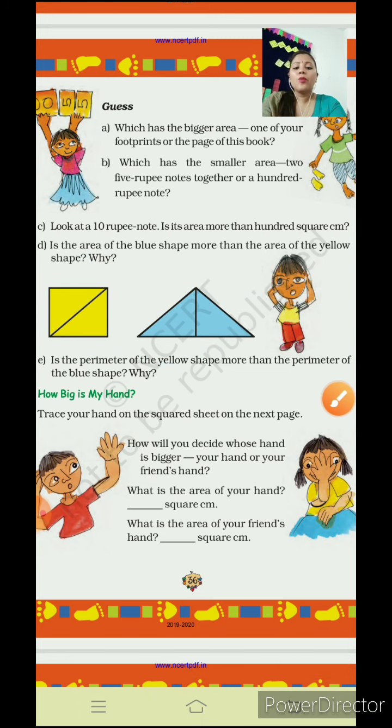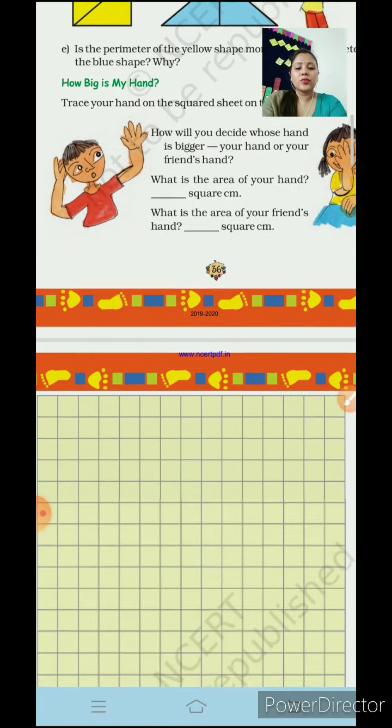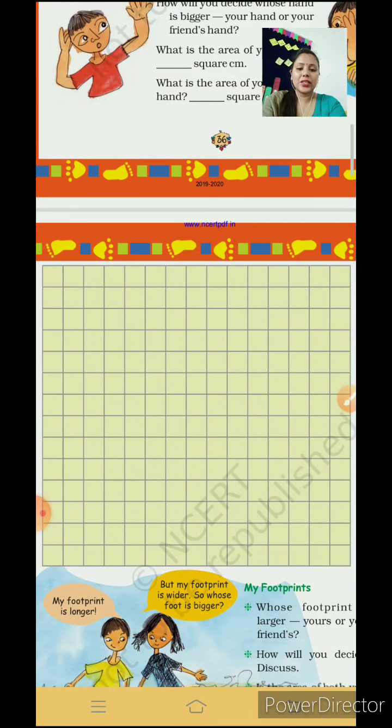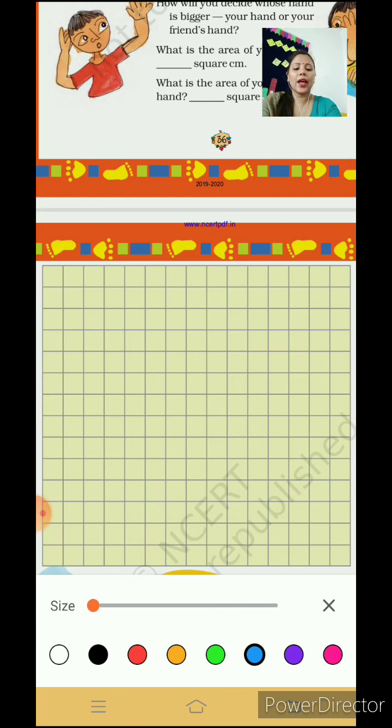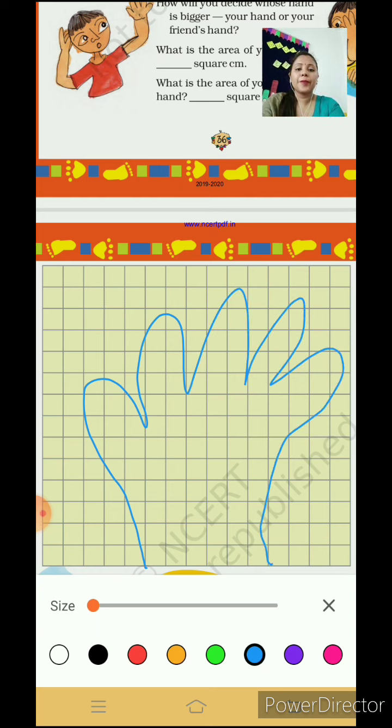Now, how big is my hand? मेरा हाथ कितना बड़ा है? Trace your hand on this square sheet on the next page. आपको next page में पेज नंबर 37 में एक स्क्वायर शीट दी है, आपको वहाँ पर अपना हैंड ड्रॉ करना है, just like that. Okay? और फिर आपको दिए हुए क्वेश्चंस के आंसर फाइंड आउट करने हैं.